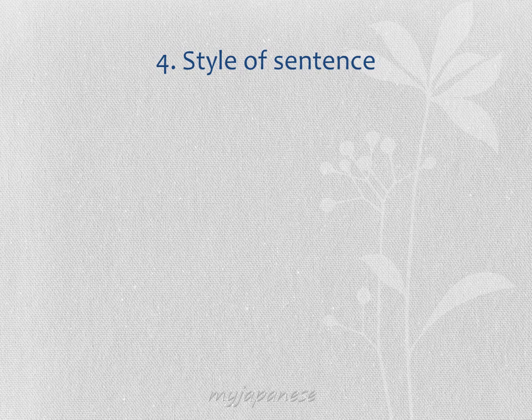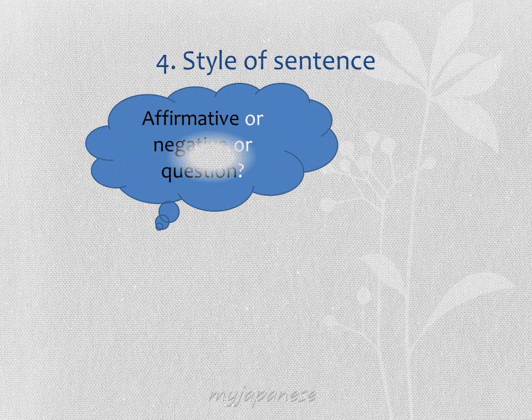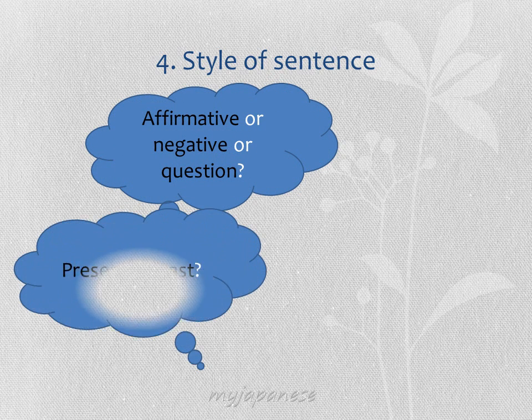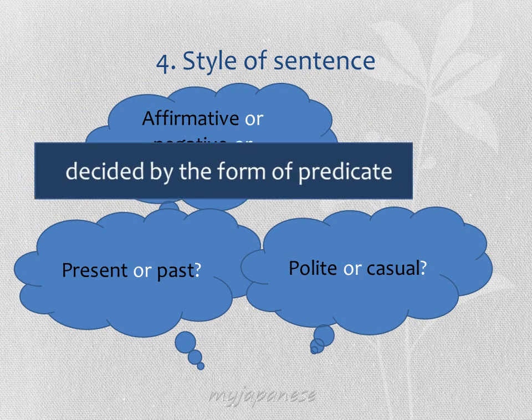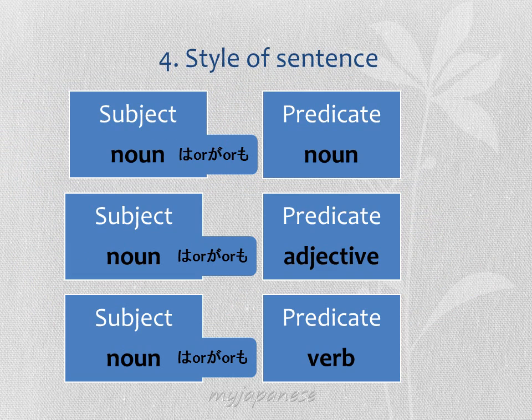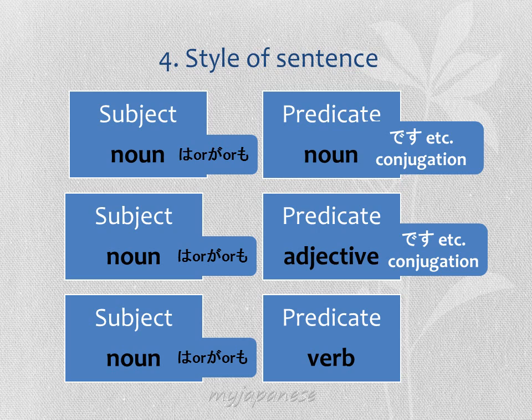Number 4. Style of sentence. In Japanese language, sentence style, affirmative or negative or question, present or past, polite or casual, are always decided by form of predicate. How can we see the form of predicate of noun, adjective, and verb? As for noun and adjective, you can tell by conjugation of helping verb. For example, helping verb des, used with noun or adjective, works as predicate. Des indicates that sentence is present, affirmation, and polite style.